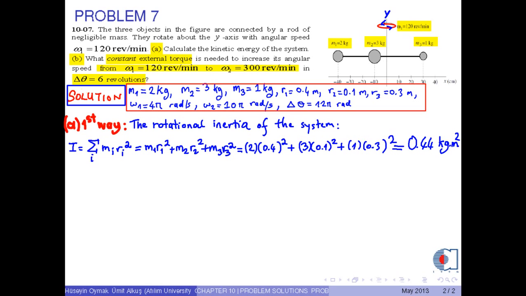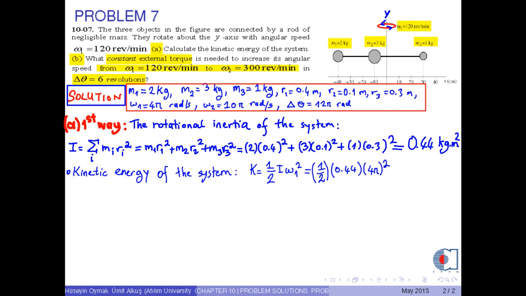In the second step, we find the kinetic energy of the system as 1/2 times I times omega 1 squared, where I is the rotational inertia of the system, which is 0.44 kilogram times meter squared, and omega 1 is the initial angular speed of the system. If we put these values into the corresponding places in this equation, we obtain 3.52 pi squared joules. As a result, the kinetic energy of the system is approximately 34.7 joules. Alright, this was the first way to find the kinetic energy of the system.